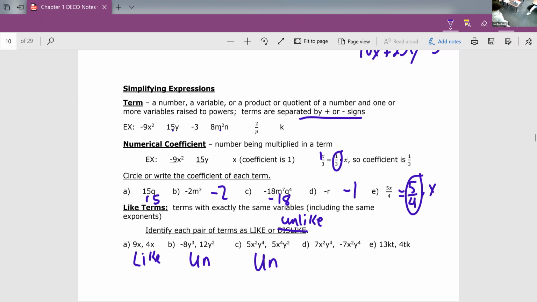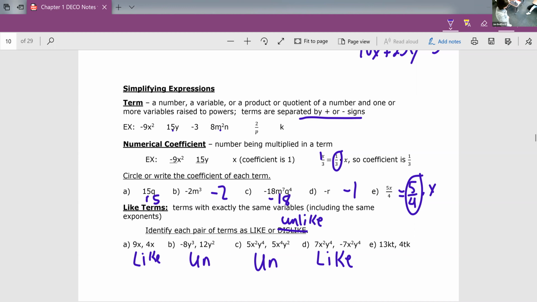They both have x's and y's, but one of them has x to the 4th and the other one has x squared. And then they did the same thing. They mixed and matched the exponents. So those are not the same. How about D? Those are like, because they have x squared and y to the 4th. Okay, in both of those.